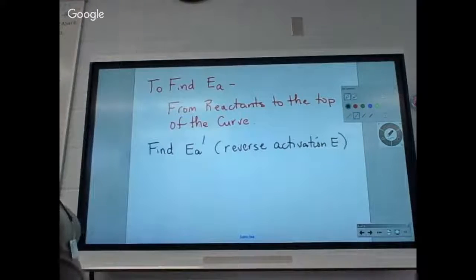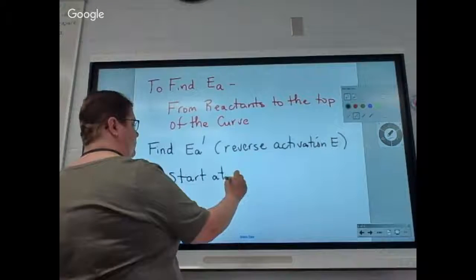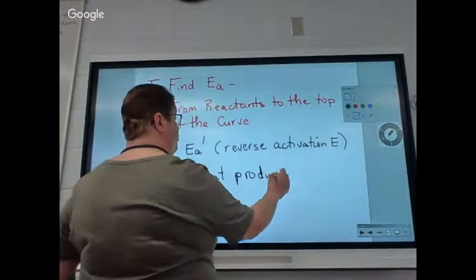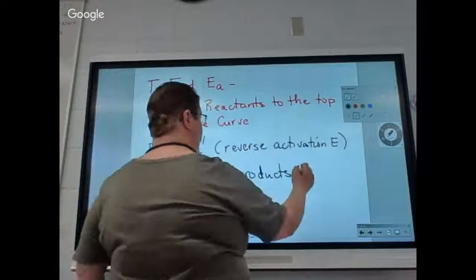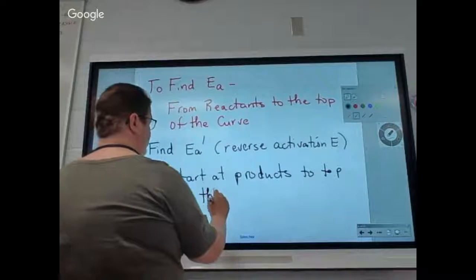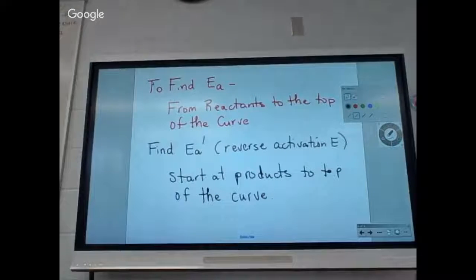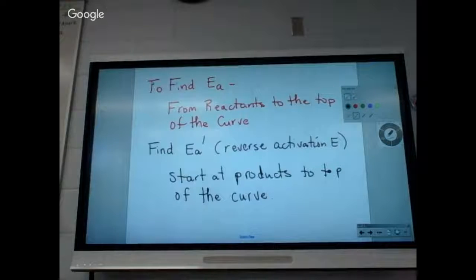Okay. Now, if we're reversing the reaction, where do you think we'd have to start to be at the reverse of the reaction? The product. Okay. So you're going to start at the products and go to where? The curve. Top of the curve. Okay. So activation energy, if we go forward, starts at the reactants and goes to the top of the curve. If you're finding EA reverse, you go from the products to the top of the curve.